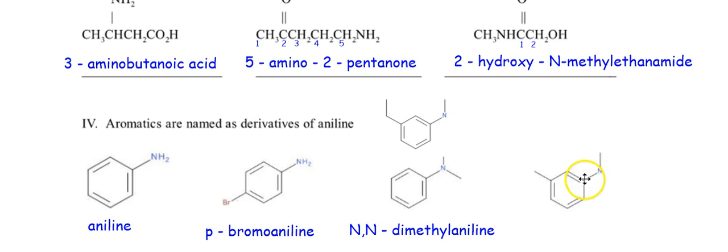So what would this one be? All right, holy cow. This would be an N,3-dimethylaniline. So if I have a methyl group off the nitrogen and a methyl group off the aniline, that's how this is named. All right, N,3. They're coming off of both. You have a methyl group coming off of the aniline, and you have a methyl group coming off of the N here. Okay, so N,3.